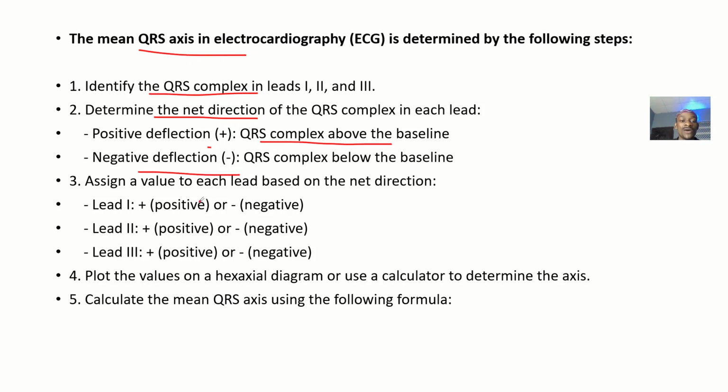Now assign a value to each one of the leads based on the net direction. So lead 1 could be positive or negative, as well as lead 3 and lead 2. Now plot the values on a hexaxial diagram or use a calculator to determine the axis. Now calculate the mean QRS axis using the following formula.